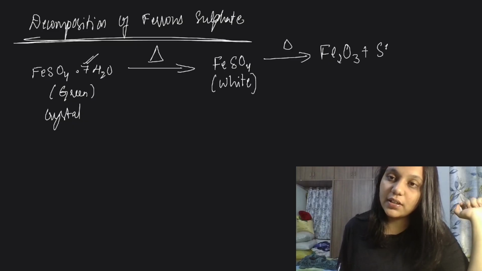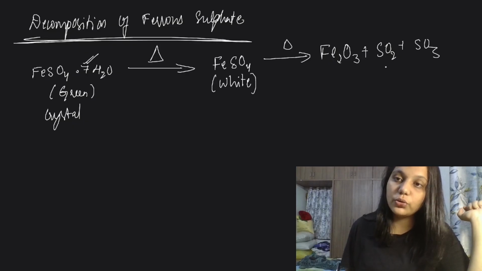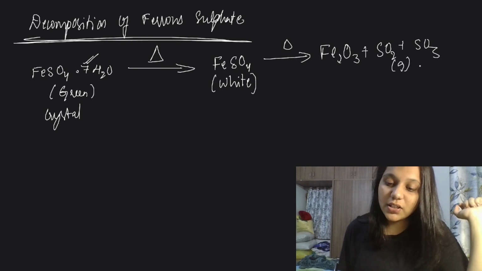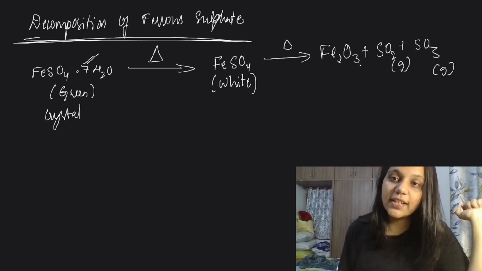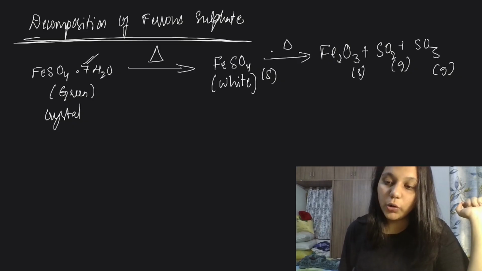Fe2O3 plus SO2 plus SO3, SO2 plus SO3, and we know that this is also a gas and this is also a gas and this is solid है ना, and this ferrous sulfate is also solid, ठीक है। You understand, you understand?